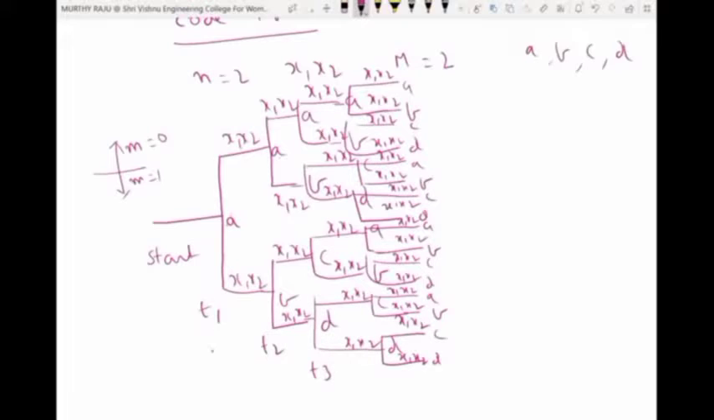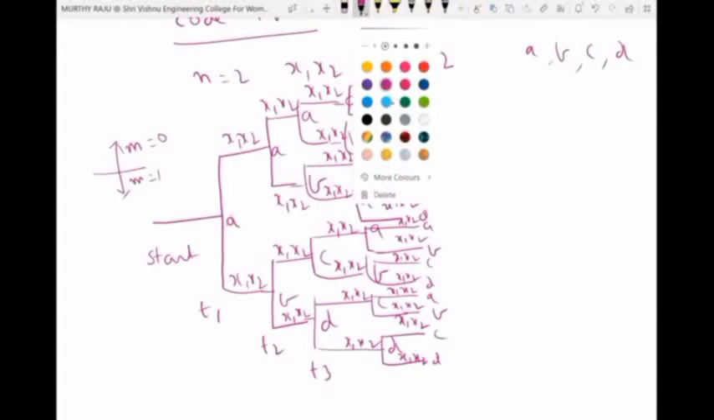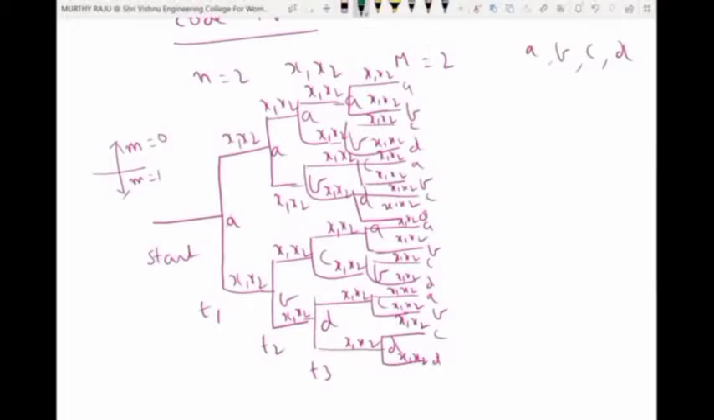After 3 intervals, T1, T2, T3, the structure is repeated. This is the structure repeated after 3 intervals. A, B, C, D, A, B, C, D, A, B, C, D. After 3 intervals, the structure is repeated.